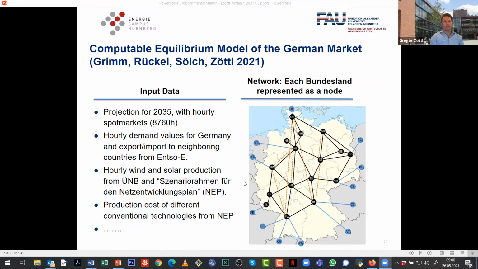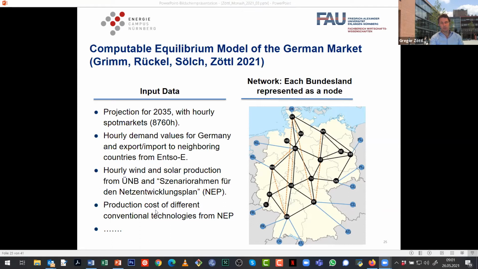As I told you, the plan is to use the data which is used for the network development plan in Germany. All the scenarios are well defined, the input parameters are well defined, and then they come up with candidates and desired lines which should be built by the transmission system operator. We are mainly referring to the data in this development plan, which includes demand values in Germany, import and export to the neighboring countries.